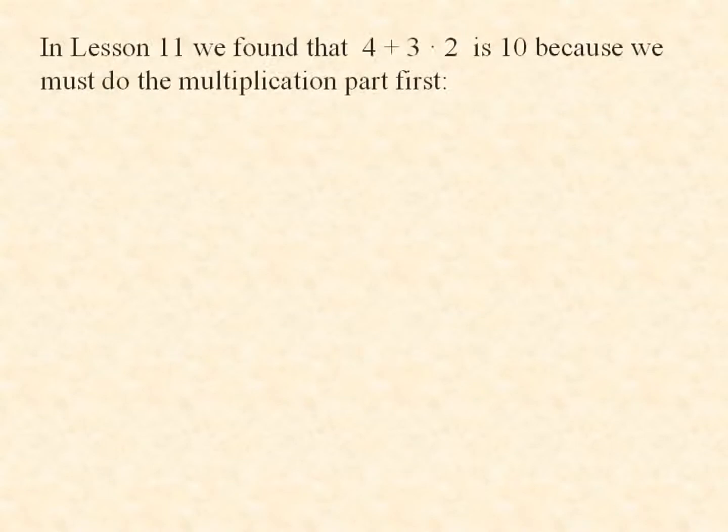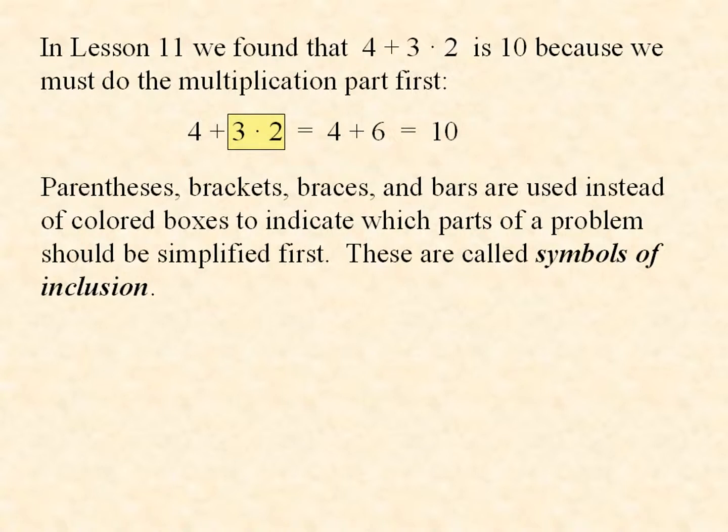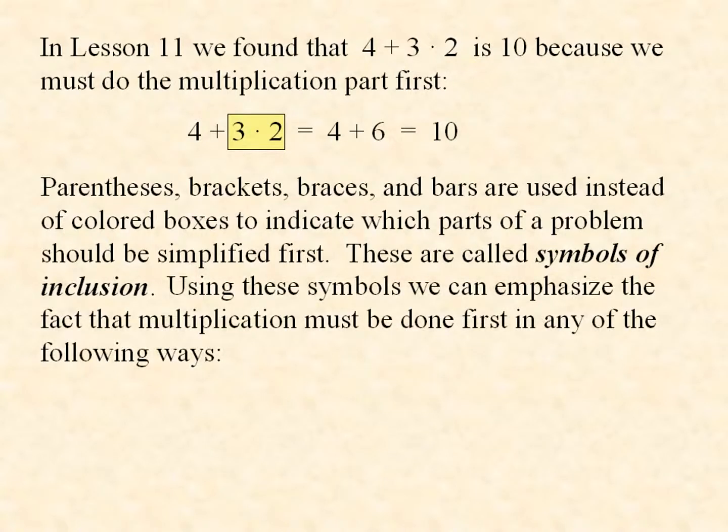In Lesson 11, we found that 4 plus 3 times 2 is 10 because we must do the multiplication part first. Parentheses, brackets, braces, and bars are used instead of colored boxes to indicate which parts of a problem should be simplified first. These are called symbols of inclusion. Using these symbols, we can emphasize the fact that multiplication must be done first in any of the following ways.